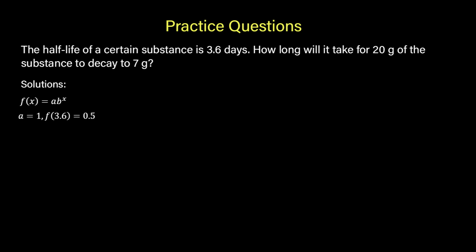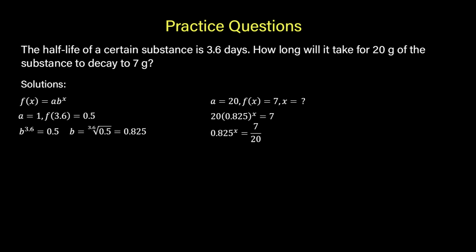Use these values and find the value of b. b to the power of 3.6 equals 0.5. b equals approximately 0.825. Now calculate the value of x when a equals 20 and f of x equals 7. 20 times 0.825 to the power of x equals 7. 0.825 to the x power equals 7 divided by 20, which equals 0.35. x equals log of 0.35 to the base of 0.825. x is approximately 5.46 days.